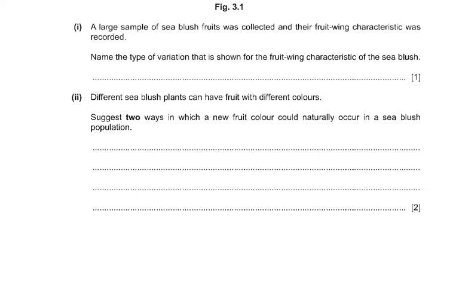Name the type of variation. Well, they're only winged or wingless, so it's discontinuous variation. Can't be continuous. Continuous, you have many intermediates. So name the type of variation. You just have to write discontinuous, and that would get you your 1 mark.